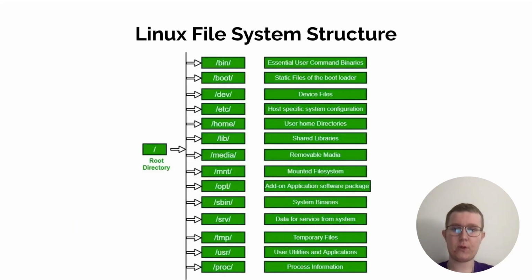So let's continue. There is a file system structure in Linux. Obviously, you start at the root directory. All of these are really important, but I'd say the ones that are the most important are the first four: bin, boot, dev, etc. Bin is the user command binaries. Boot is the static files for the bootloader. So that's how your computer is going to be able to start up. Dev is the device files, and etc is the system configuration for the host. These are all really, really important for the file system.